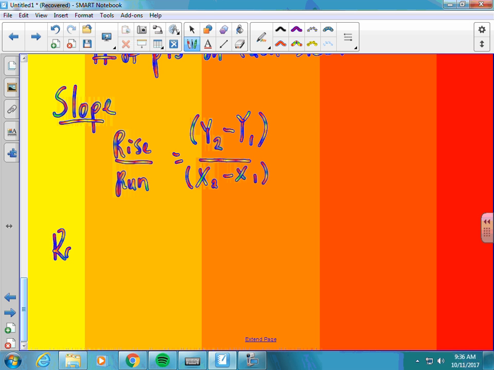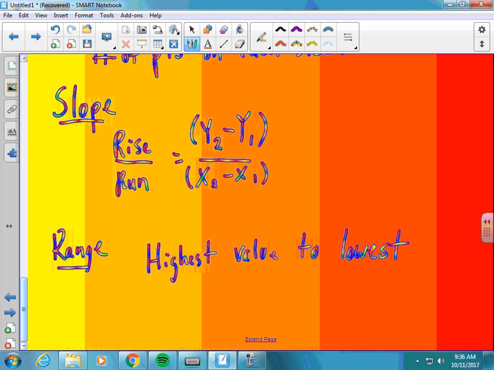So the range is going to be the difference from my highest value to my lowest. What's the range? How many data points do I have to set up here? Usually when we're graphing, we start with 0. Okay? So let's say I have some data points.